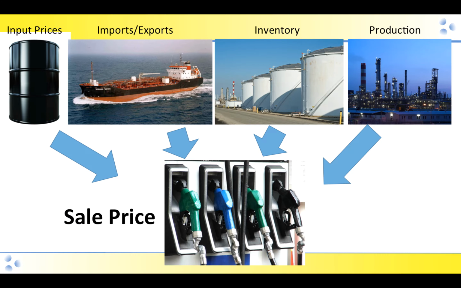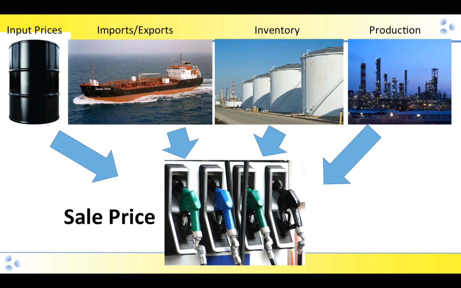The demonstration today is an example of using a variety of different inputs in order to predict a useful output. I'm going to look at input prices, imports and exports, current inventory and production, and join all of those together in the oil industry in order to predict the price of the gas price at the pump, at least the average gas price across the United States for gasoline for the coming week.